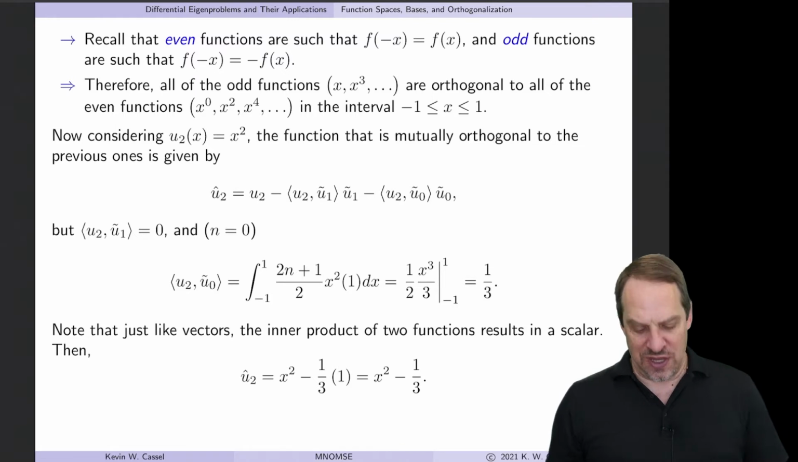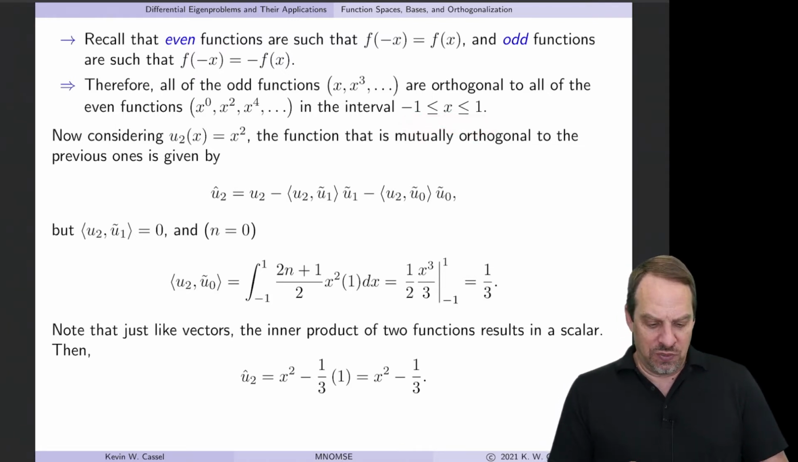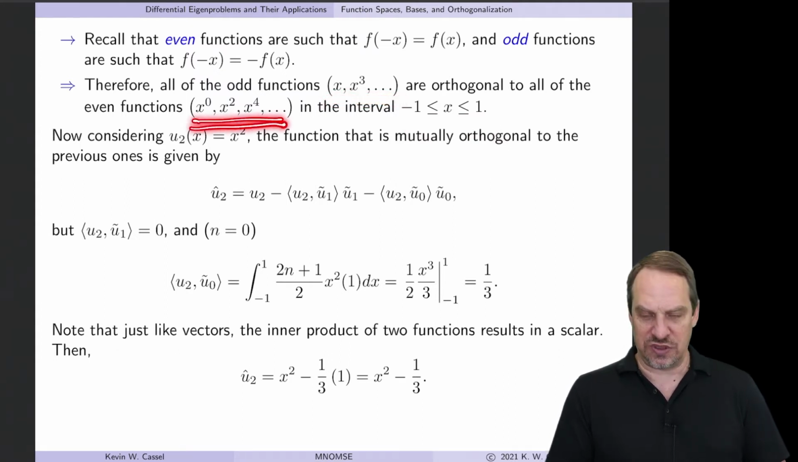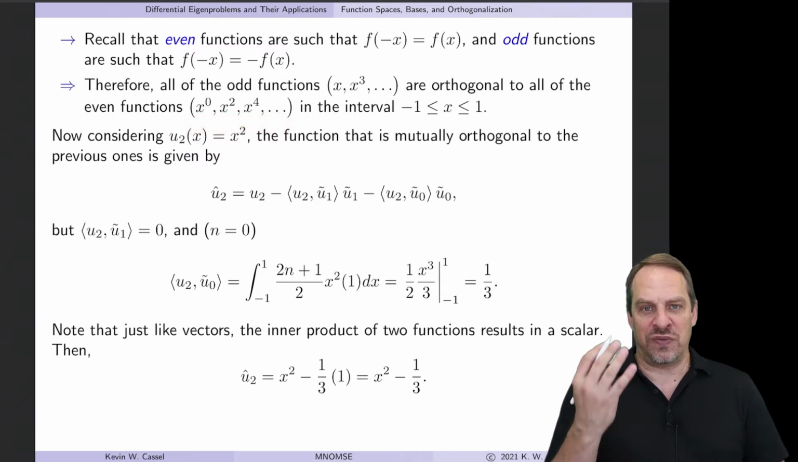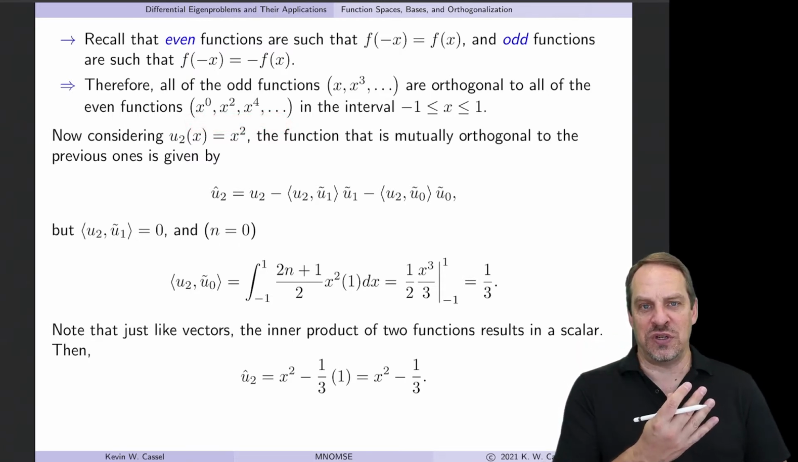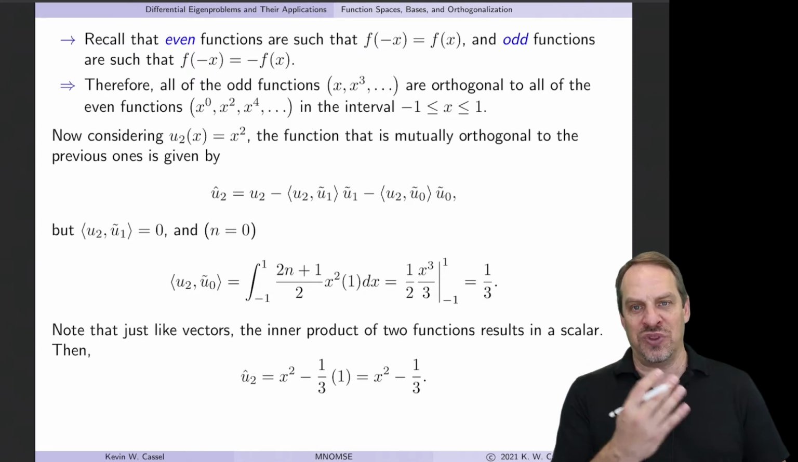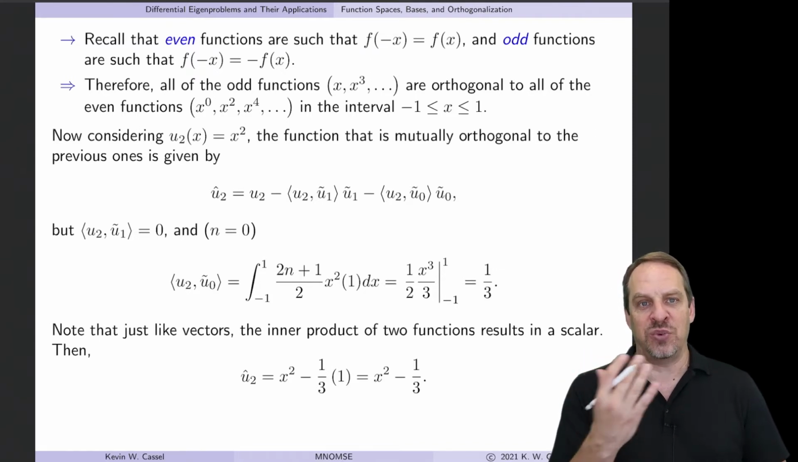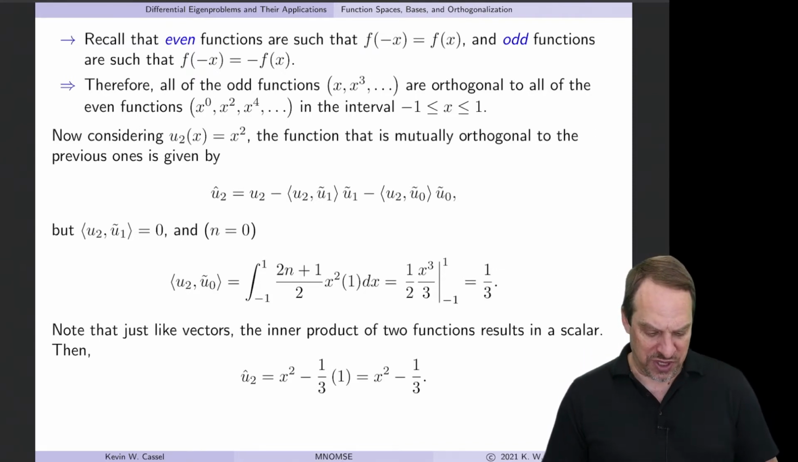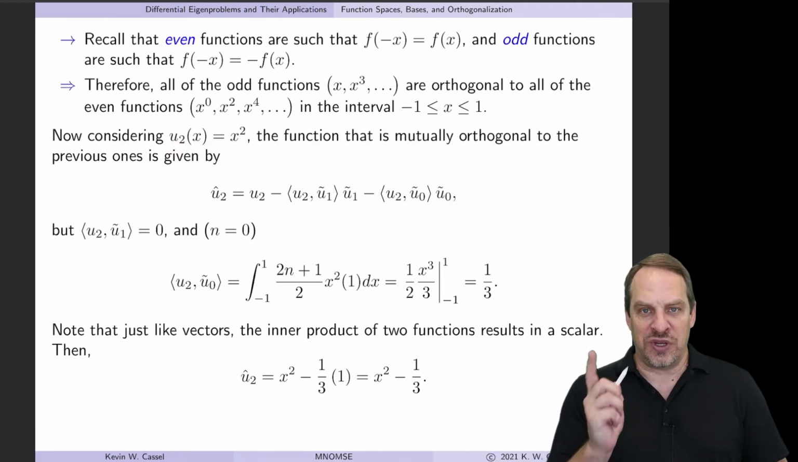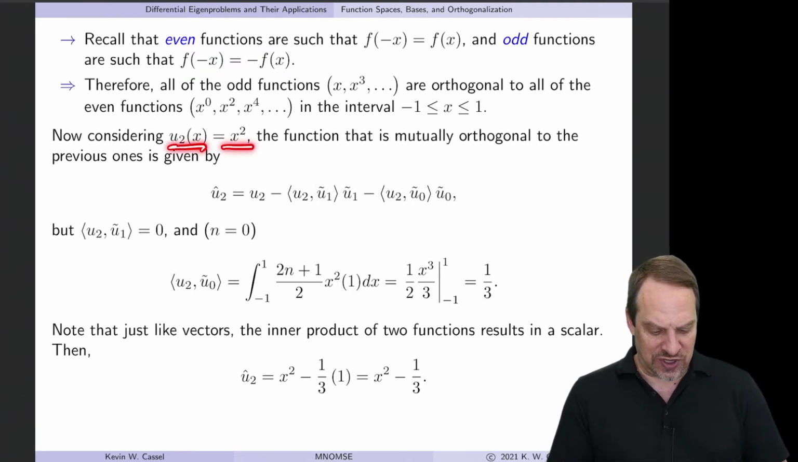Okay, so why do I say that? Well, over this interval from minus 1 to 1, all of the odd functions are orthogonal with all of the even functions. So any inner product of an odd function with an even function is going to be 0. Now if it's odd with odd or even with even, it won't be 0, but odd with even, it will be 0.